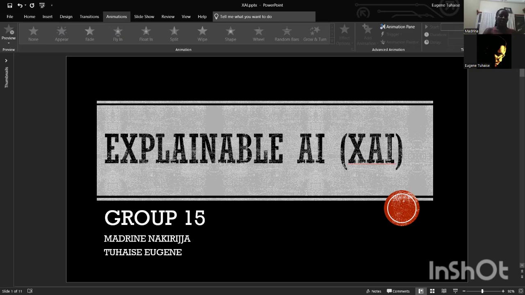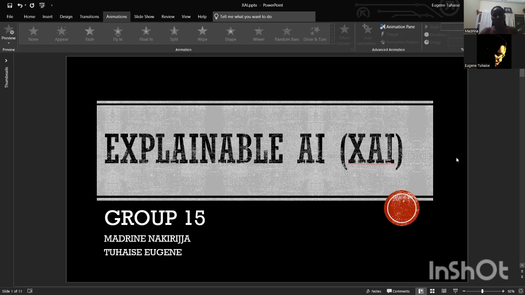And for our project, we chose to use 3 techniques: visualization, knowledge graphs, and LIME for attention weights. Personally, I'm going to take you through the visualization bit, and my groupmate, Twice Eugene, is going to take you through the other 2 parts, that's knowledge graphs and the LIME for attention weights. So we're going to start off with the visualization.